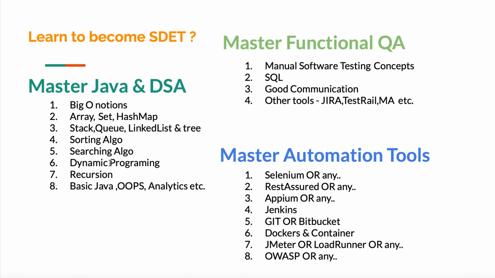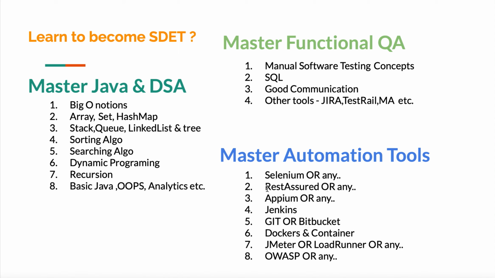You can go through these topics, and then you should know complete functional concepts for software testing. Like manual software testing concepts, then SQL database concepts, and you should have very good communication skills. You should know multiple tools like Jira, TestRail, Microsoft Access, etc. Apart from that, you should know an automation tool, at least one tool for UI automation, so you can learn Selenium. Or for API automation, you should know one tool, which is REST Assured. You can go for any other tool also.